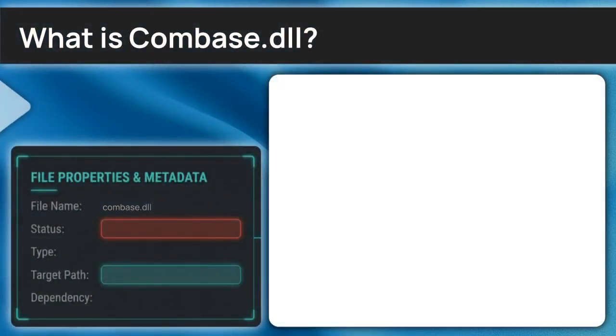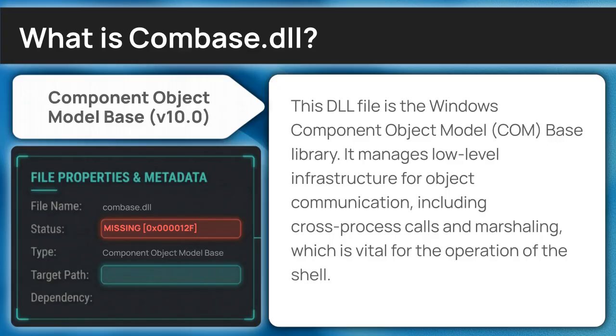This DLL file is the Windows Component Object Model Combase library. It manages low-level infrastructure for object communication, including cross-process calls and marshalling, which is vital for the operation of the shell. Now that you're up to speed on the file's role, let's begin the repair process.